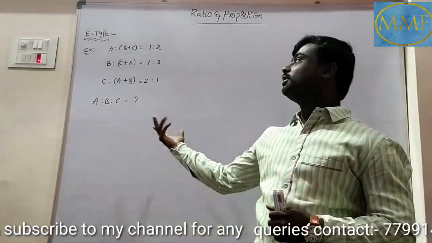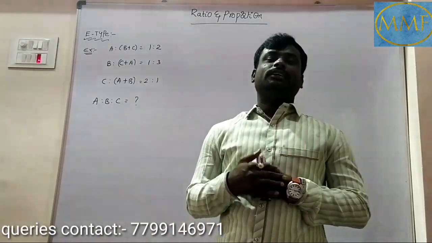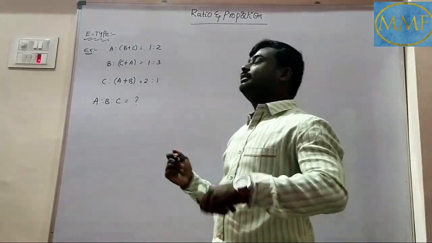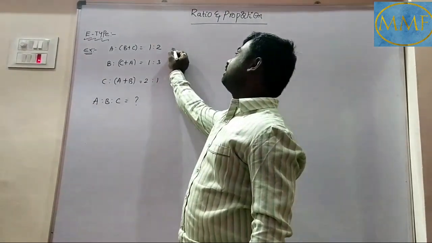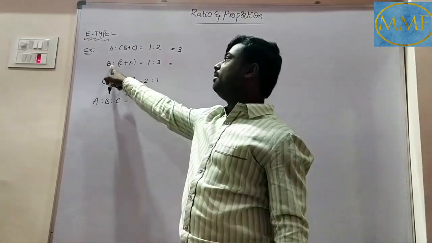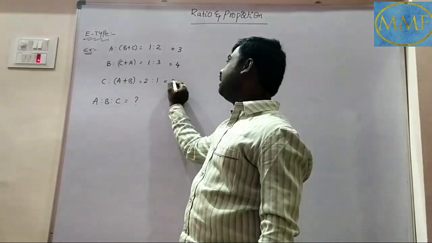This type of questions will take much time if we go with the concept or procedure. That's why we will discuss a very advanced shortcut or logic. Very simple. What is the sum of A plus B plus C? It is nothing but 3. What is the sum of B plus C plus A? It is nothing but 4. So what is the sum of C plus A plus B? It is nothing but 3.